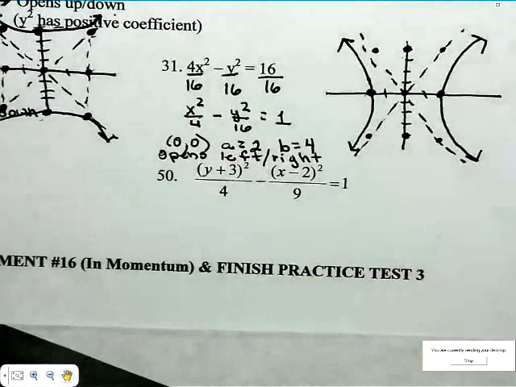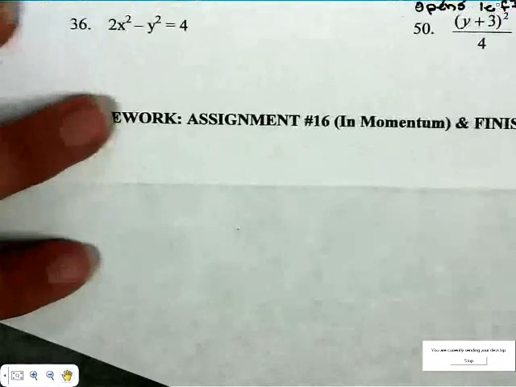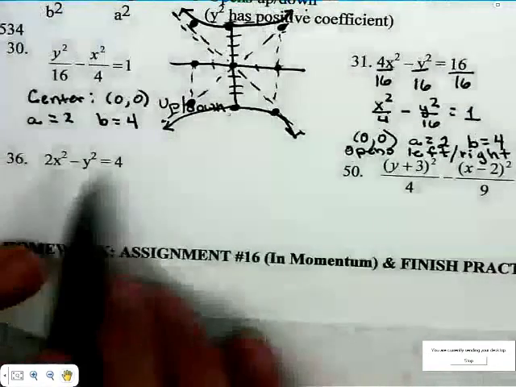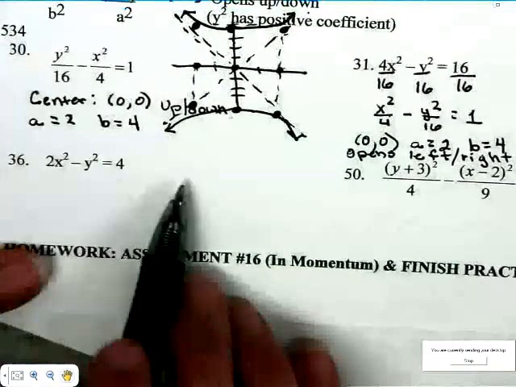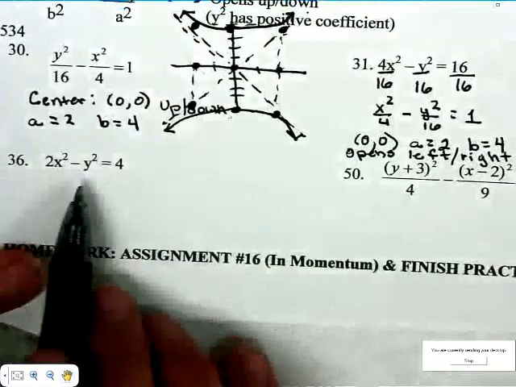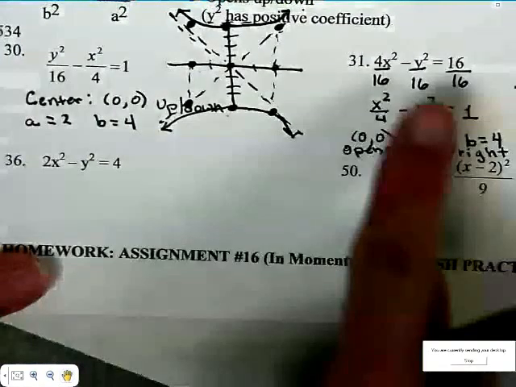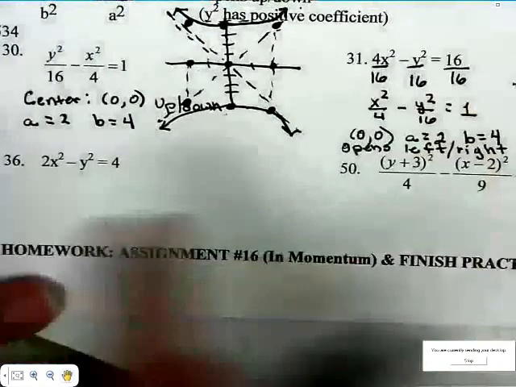Trying to think why I felt like we needed another one of these. Number 36 is just like 31, has a different A and B, but the steps are the same. You have to divide by 4 and then pick out the A and the B. It even opens left and right. So it's just like 31. Let's not do that one. Let's go to number 50.